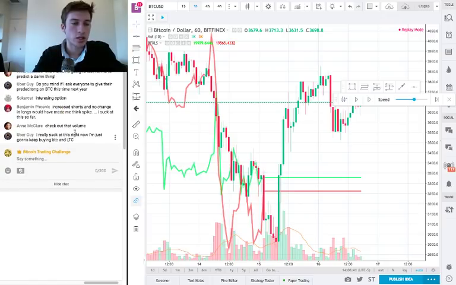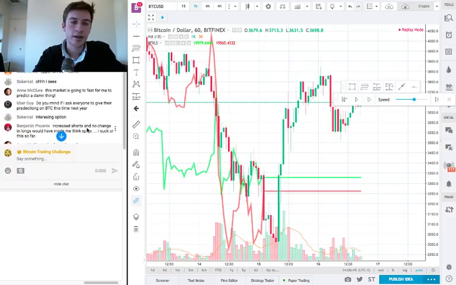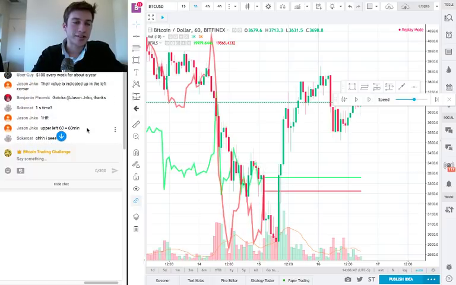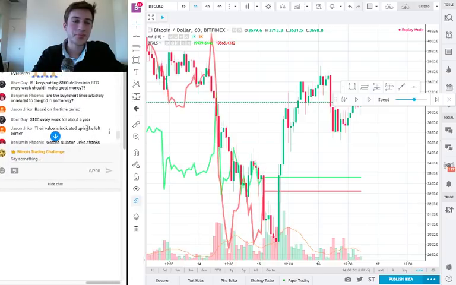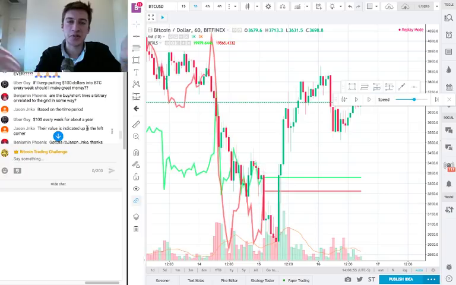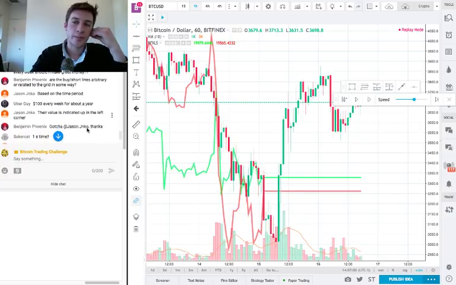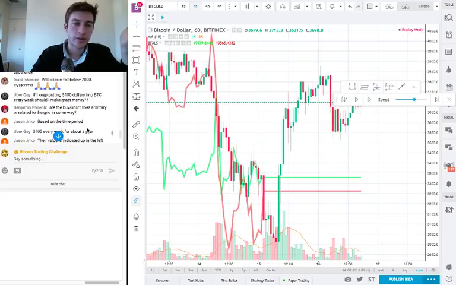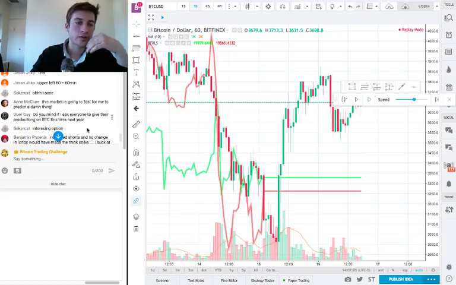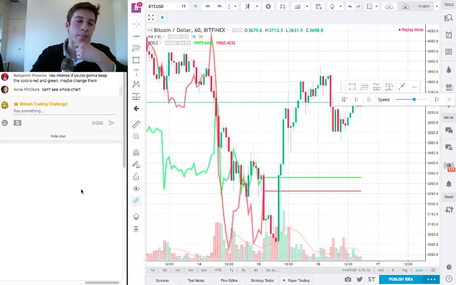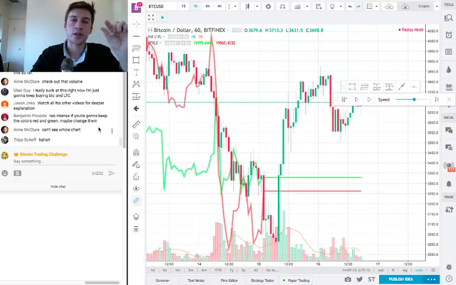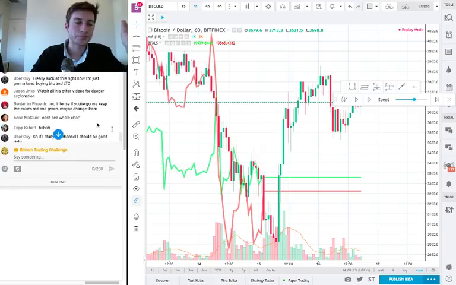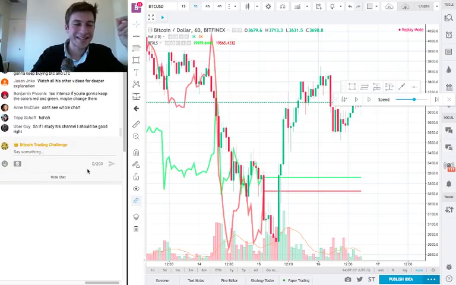Increased shorts and no change in longs would have made me think spike. I suck at this, far. No, you don't suck at this. This is just super, super difficult stuff. I mean, I would even venture to say that, of all skills and hobbies, this has got to be like top 5% hardest thing to do, to be an analyst or to be a day trader. Because the market's basically based on human emotion and on trapping you with the emotion that you're feeling. So if I study this channel, I should be good at it. Well, not necessarily.